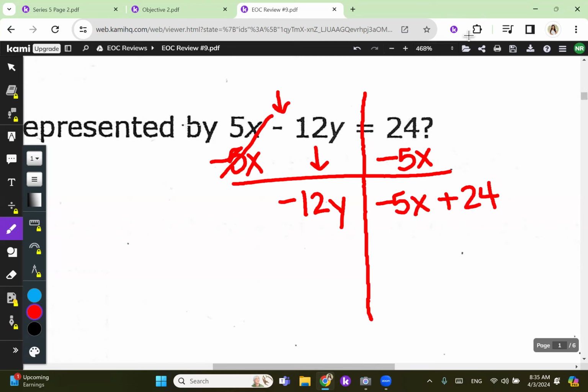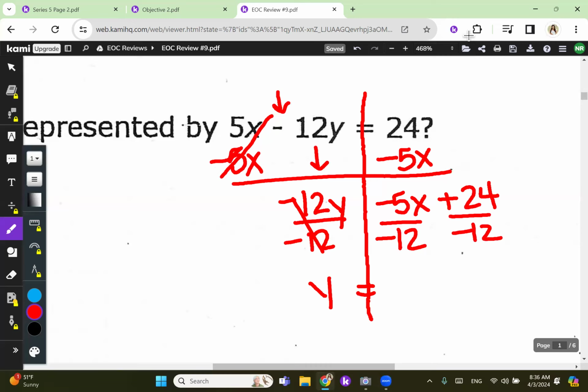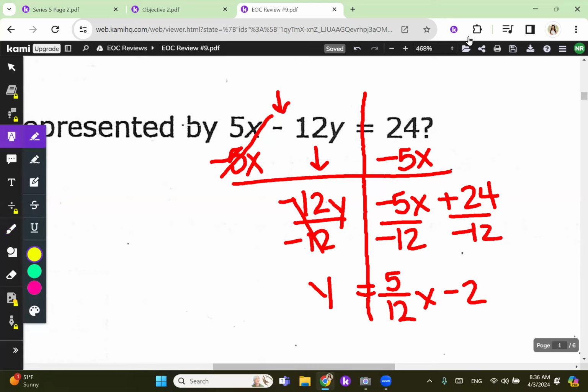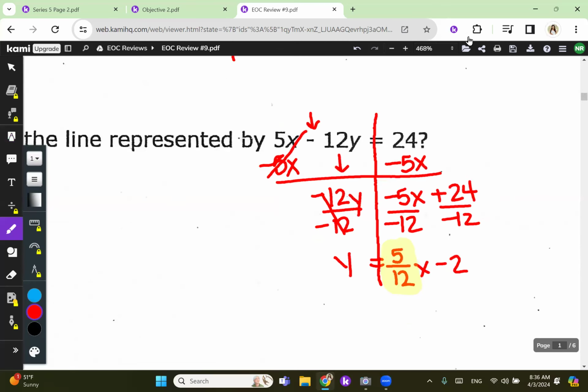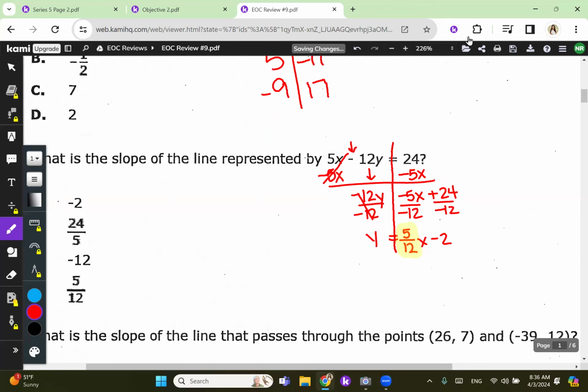And then the last step. Divide by the negative 12. So negative 5 over negative 12 is positive. 24 divided by negative 12, negative 2. Out of both of those numbers, which one is your slope? Which one's a slope? 5 over 12. So your answer is J.